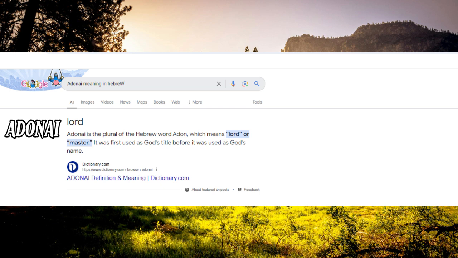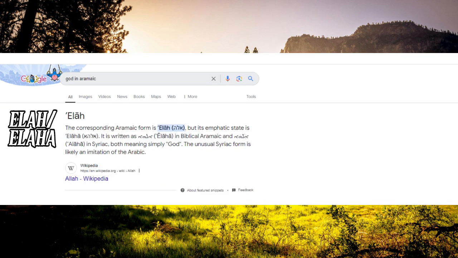Here we have the name for God Adonai. Adonai is the plural of the Hebrew word Adon, which means Lord or Master. Next we have the names Elah and Elaha. The corresponding Aramaic form is Elah, but its emphatic state is Elaha. It is written as Elaha in biblical Aramaic and Allaha in Syriac, both simply meaning God.